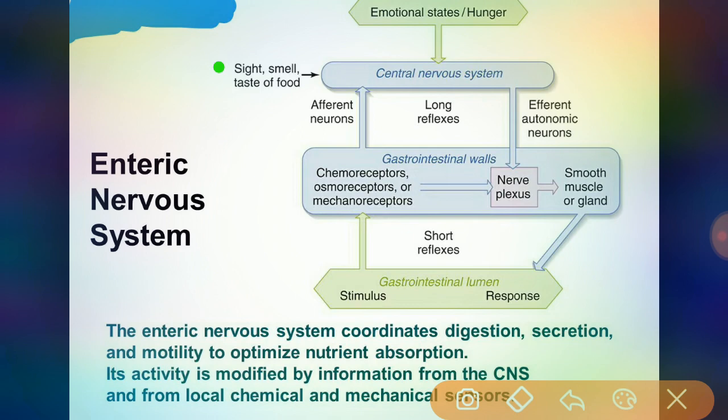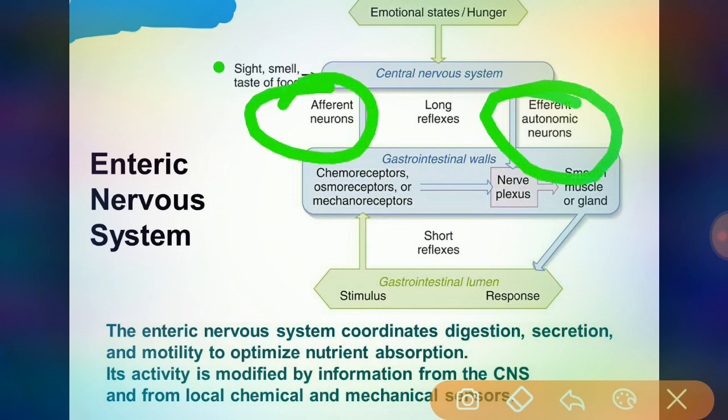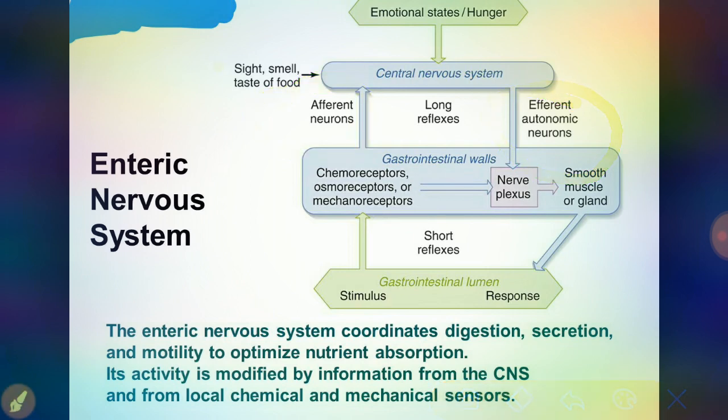So here in this slide we are going to see the afferent neurons and the efferent autonomic neurons. See here, in the afferent neurons, there are chemoreceptors, osmoreceptors and also mechanoreceptors. The chemoreceptors and the mechanoreceptors lead to the nerve plexus. By the nerve plexus it will be having the smooth muscle or the gland. So by that it shows the response and the stimulation of the gastrointestinal lumen.